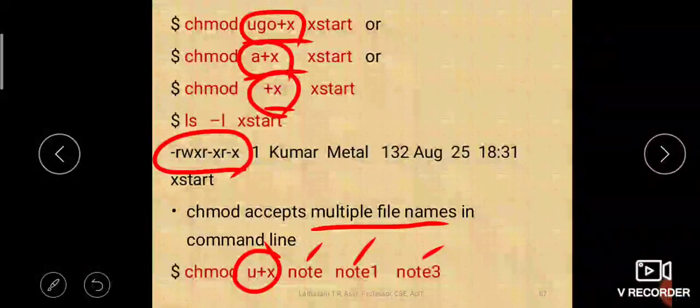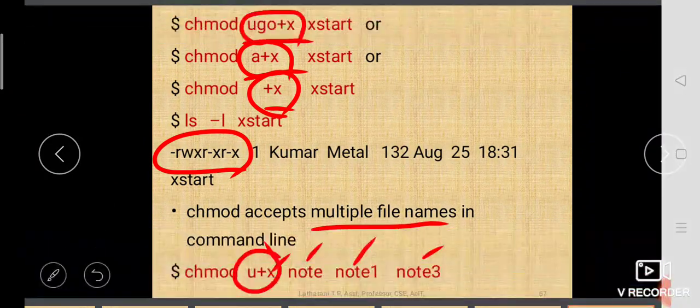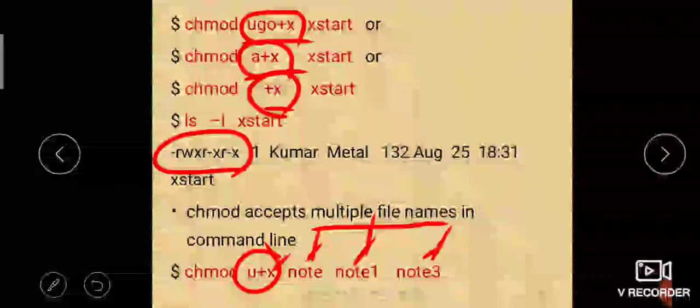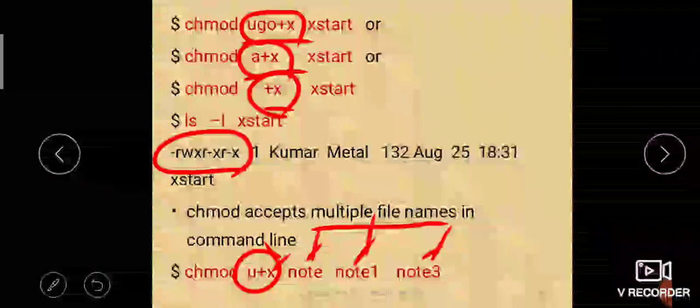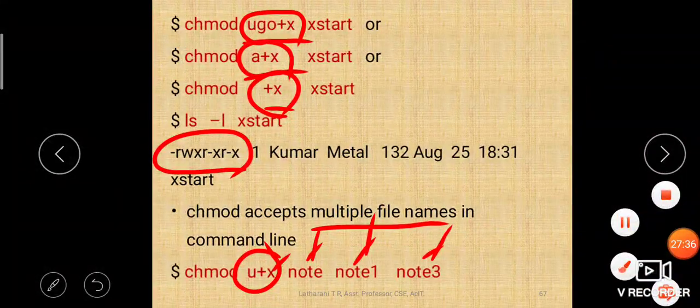u+x means for users, that means the owner of the file, execution permission should be added for note 1 and note 3. For note 1 and note 3, the execution permission for the user category should be added. Like this you can change multiple files' permissions at once in a single command. Let us execute and check the chmod command in Termux.